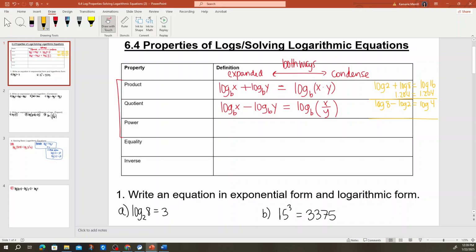Go ahead. 0.602. 0.602 for the subtraction? Or did you do this one? Okay, well someone do the subtraction.